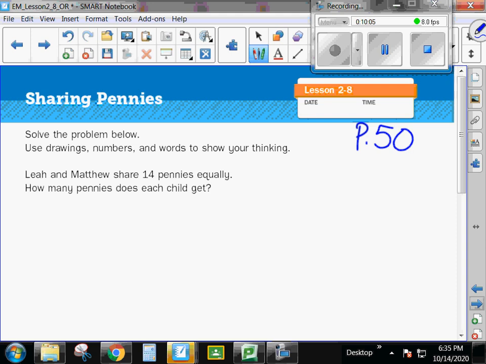It says that Leah and Matthew share 14 pennies equally. How many pennies does each child get? Again, boys and girls, this is a super, super simple problem. I'll bet you probably already know the answer. But here's what I want to challenge you. I want to be able to really look at your representations and know what's going on. Okay, so go ahead, stop the video and work out this problem with pictures, numbers, and words.